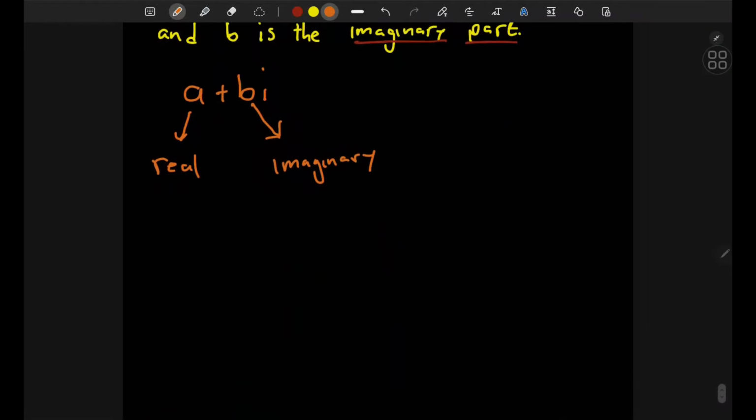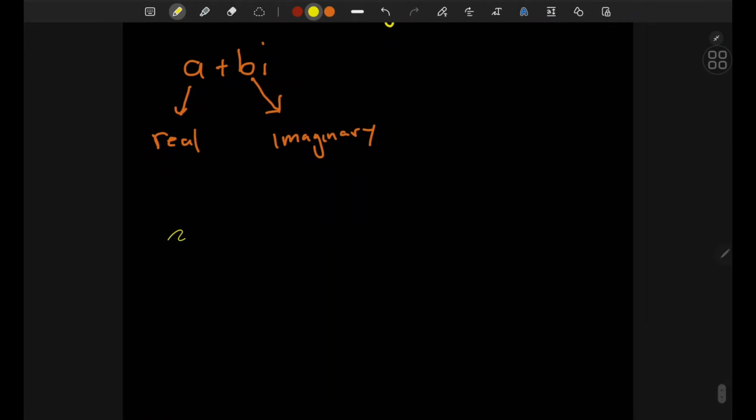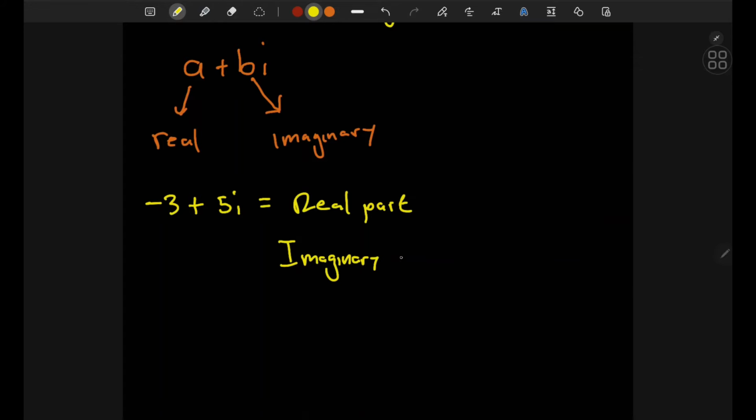Let's look at some examples. Say we have negative 3 plus 5i, and then you're told to state the real part and also the imaginary part. So the real part here is the one without the I. So this part is the real part. So negative 3 is the real part.